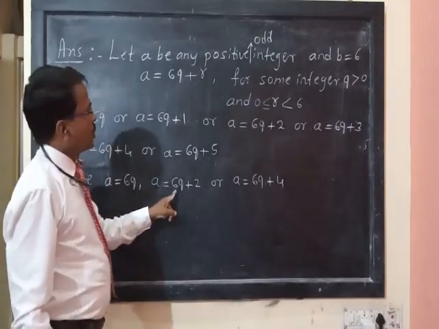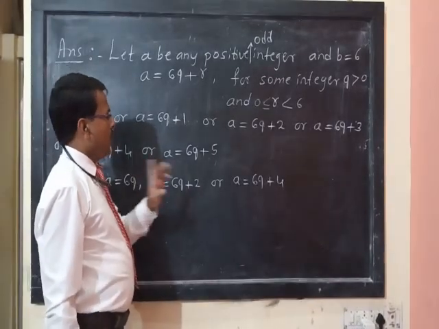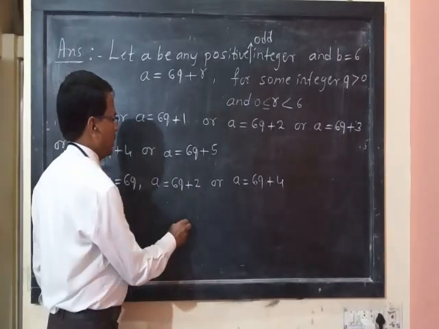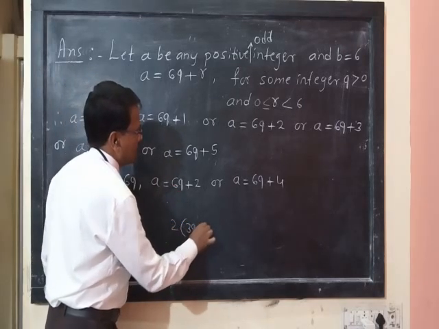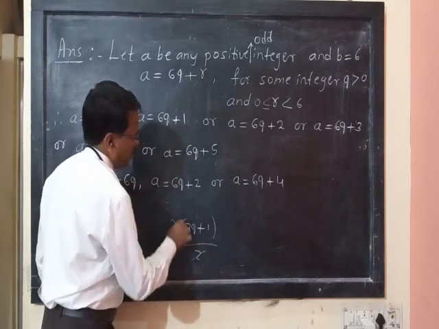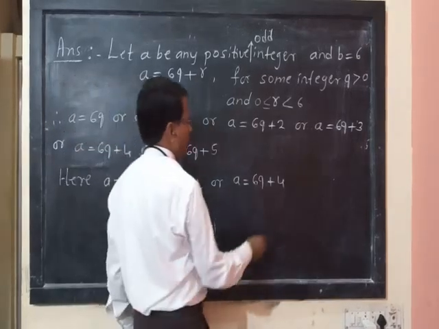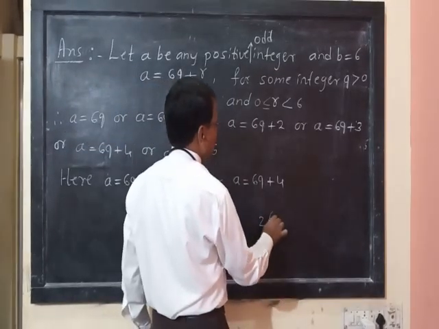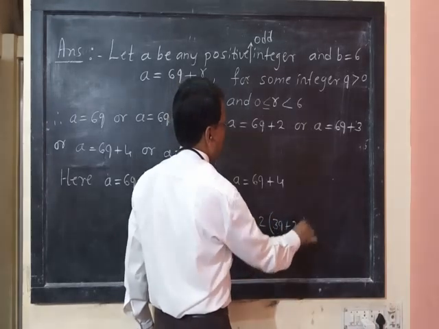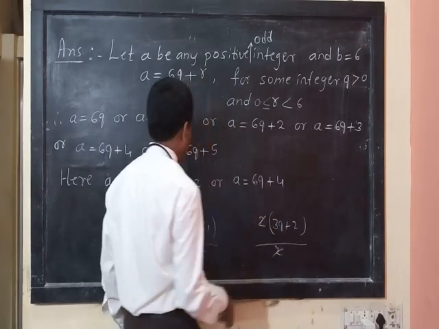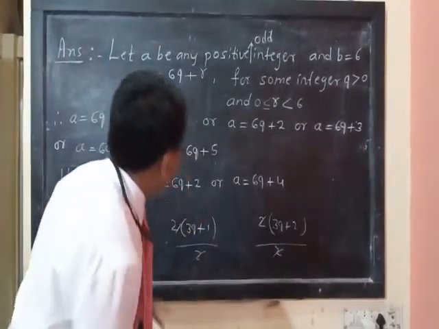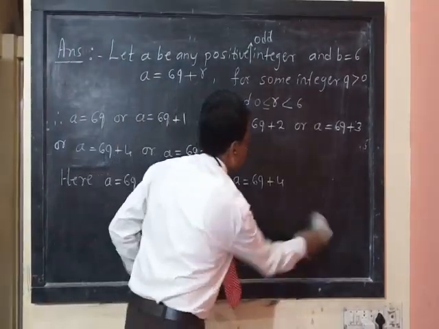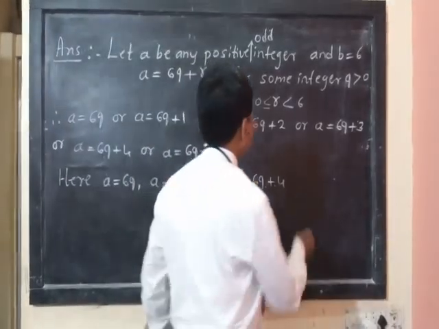Here 6q plus 2 is also divisible by 2. See here, if you take 2 common, it becomes 3q plus 1 times 2, divisible by 2. Here 6q plus 4, you take 2 common, 3q plus 2. This is also divisible by 2. All these are divisible by 2. If these are divisible by 2, these are not odd integers.